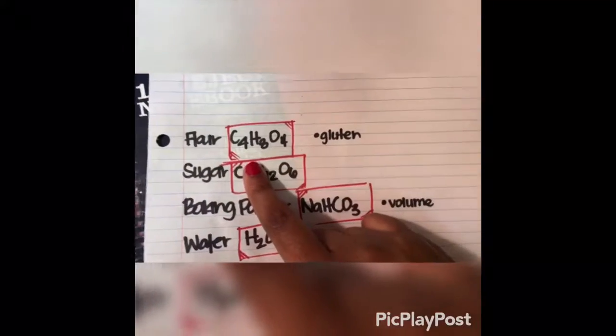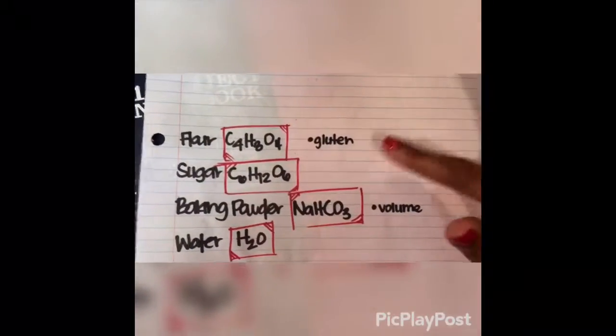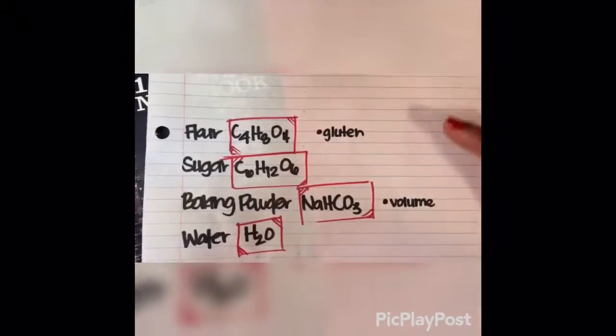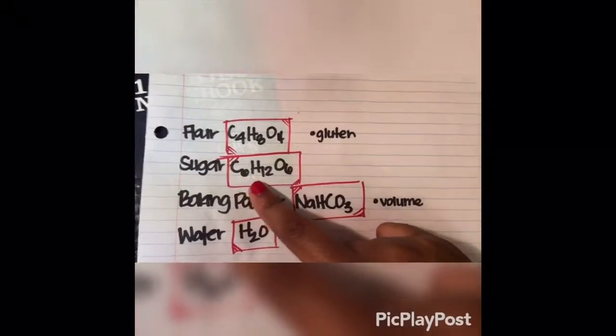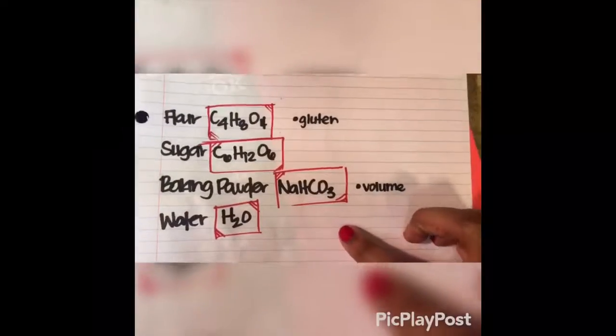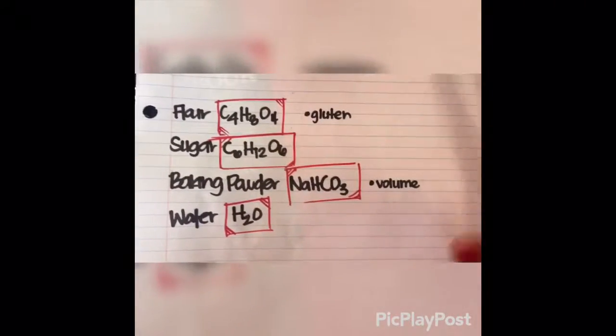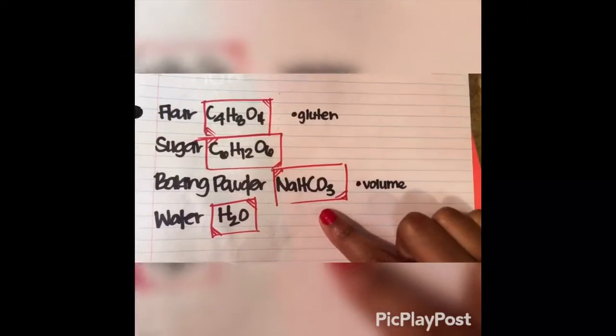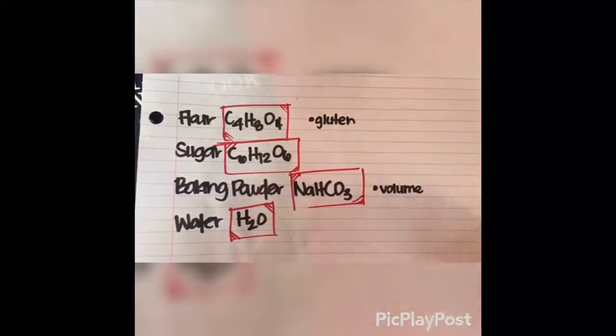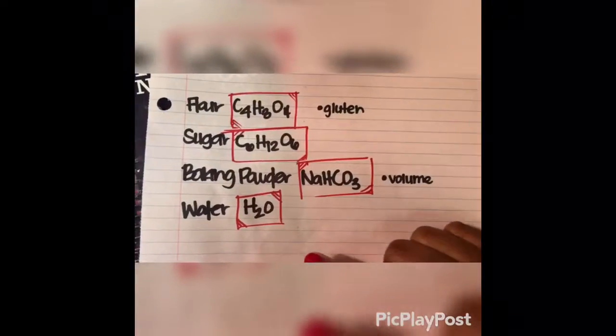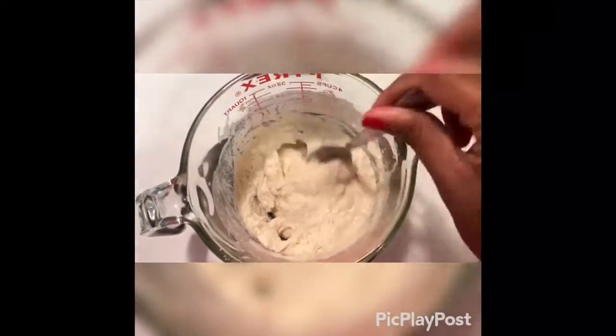So for flour, it's C4H8O4, which is used to make gluten in the pancakes; sugar, which adds to the sweetness, is C6H12O6; baking powder, which gives the pancakes some volume so they're not flat, is NaHCO3; and water is H2O.